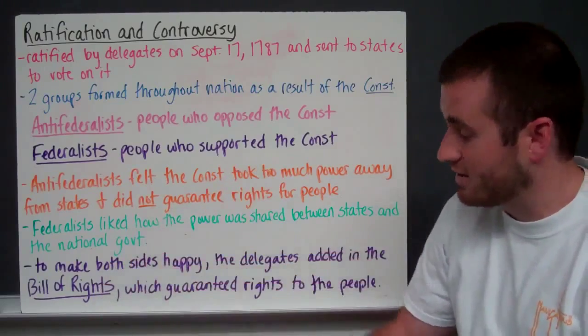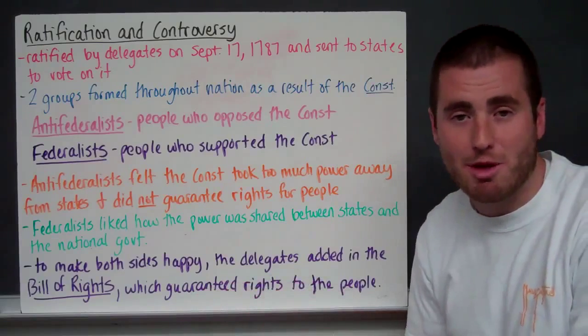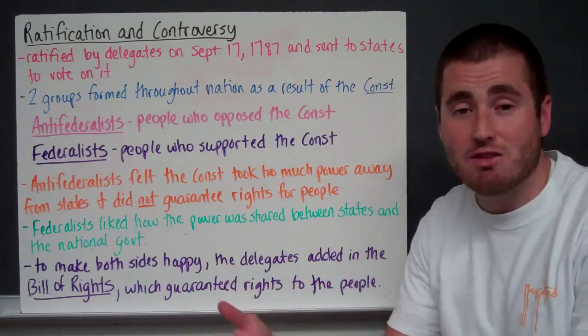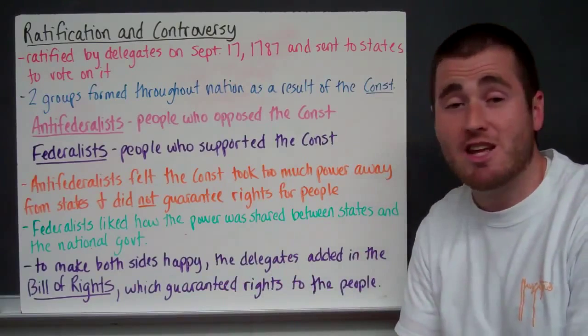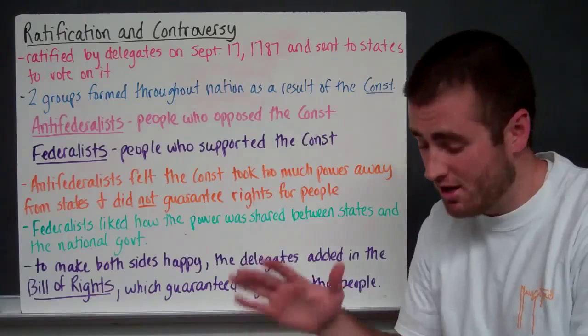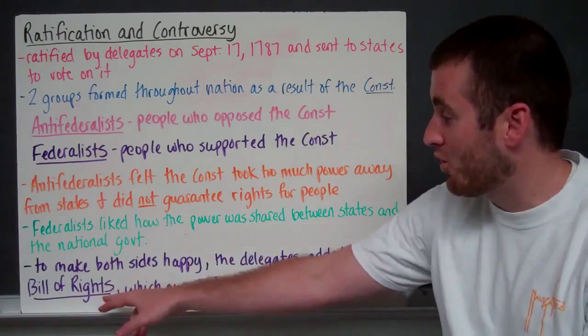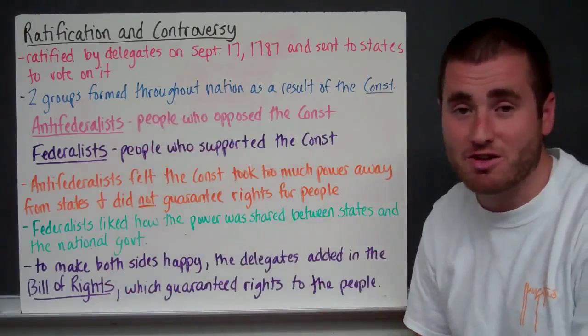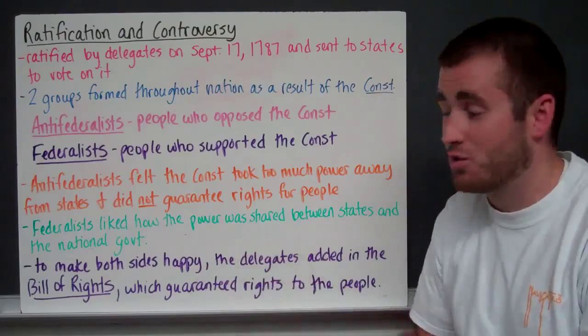So to make both sides happy, the delegates decided to add the Bill of Rights, all right, which guaranteed rights to the people. Now, the first 9 guarantee individual freedoms and individual rights that all the people in our nation have. The 10th basically said anything that we've forgotten is automatically a state power. So that protected the states and the people. So the Bill of Rights was a way to appease the Anti-Federalists. And eventually things moved forward and we drafted the Constitution. And that's where this video will end.